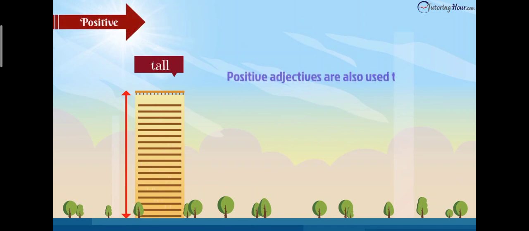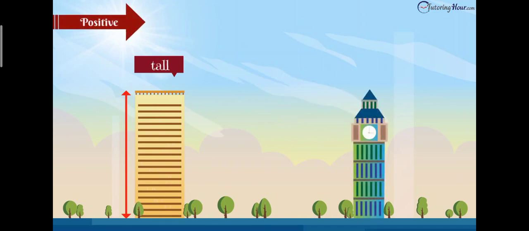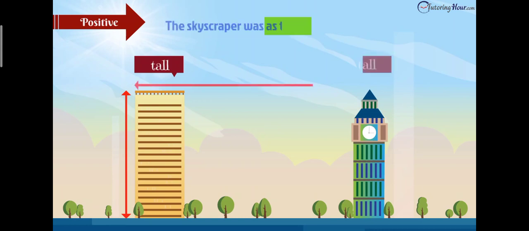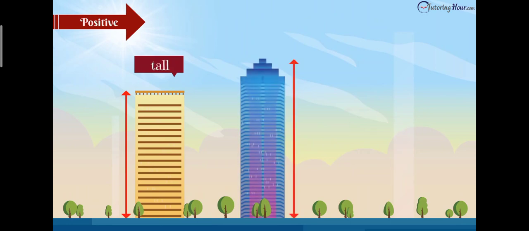Positive adjectives are also used to make equal comparisons. For instance, we can say, the skyscraper was as tall as the tower. But to compare the height of 2 skyscrapers, we need to use the comparative adjectives. We can form comparative adjectives by adding the suffix er.